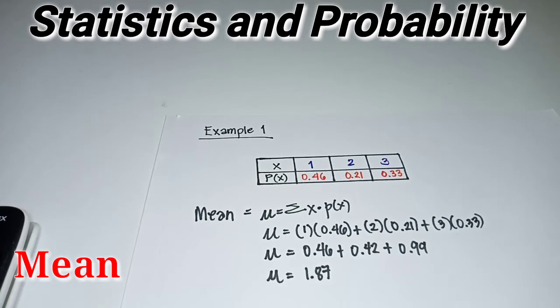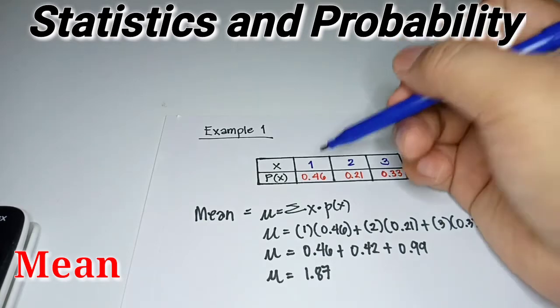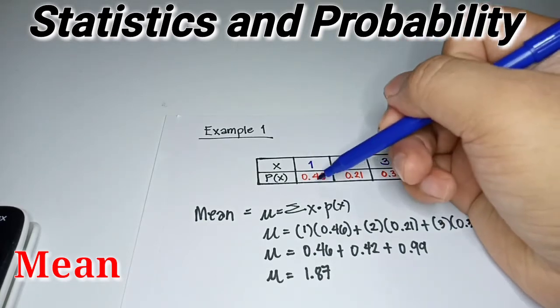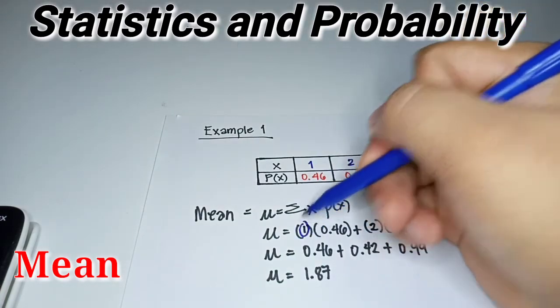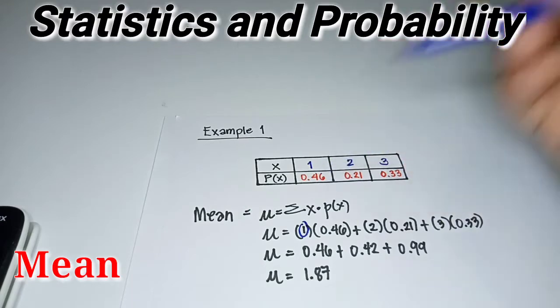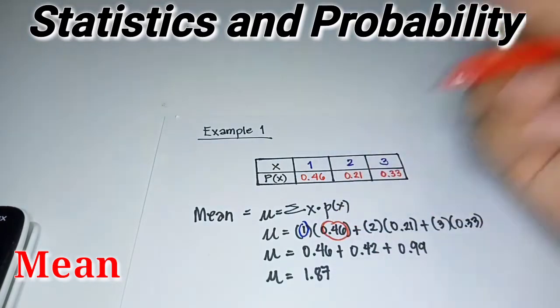Again, let me repeat. You multiply 1 with its probability. So you have 1, you have it here, times the probability, which is 0.46. This one. And then continue with the other values with its corresponding probability. Add them together, you'll get your mean. Alright?